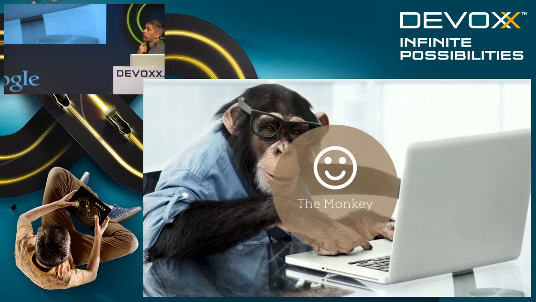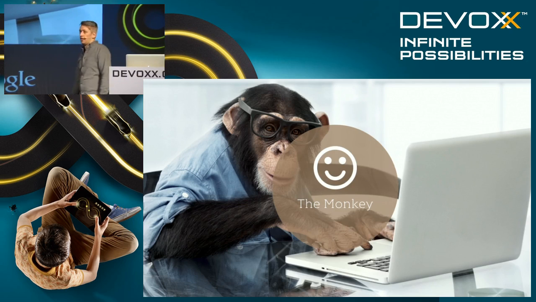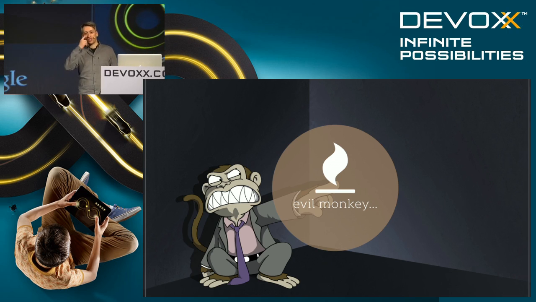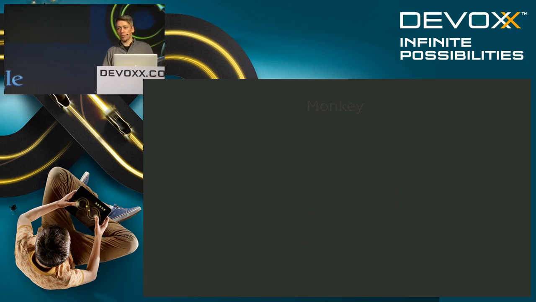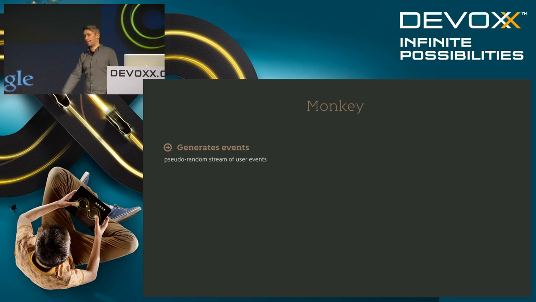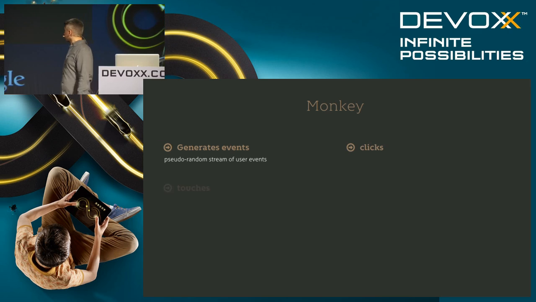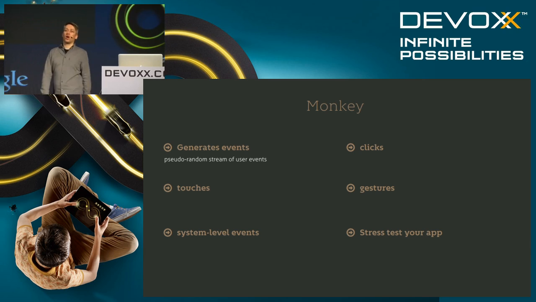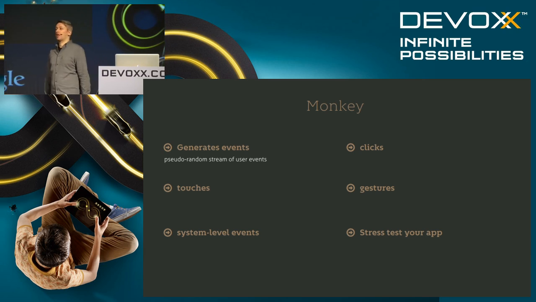Now, another tool I quickly wanted to show is the monkey. Everybody likes monkeys, unless it's more of an evil monkey, and that's really what this tool is. The monkey is a tool that you can also find in the SDK, and you can use it to generate random events and blasting them into your application. So that can be clicks, touches, certain gestures, and so on. It will really do a stress test of your application, and that's sometimes also what you want to see. You really want to do a stress test.